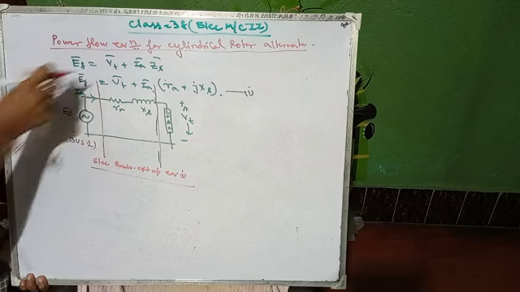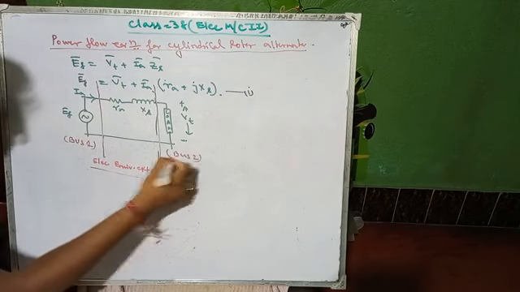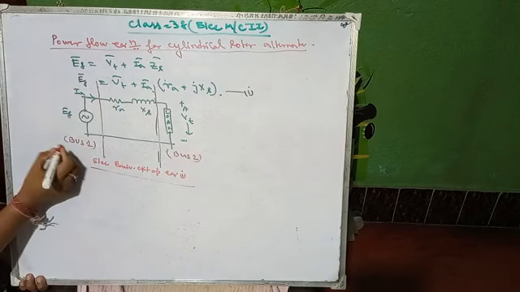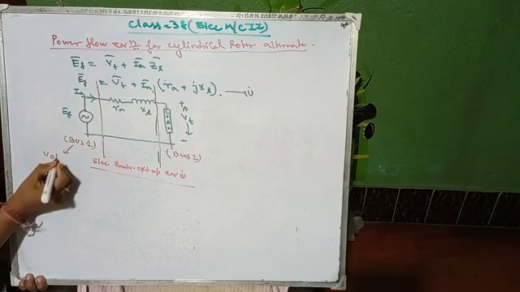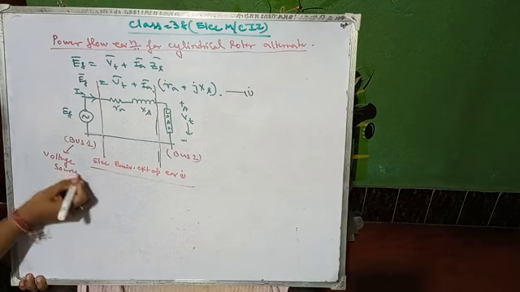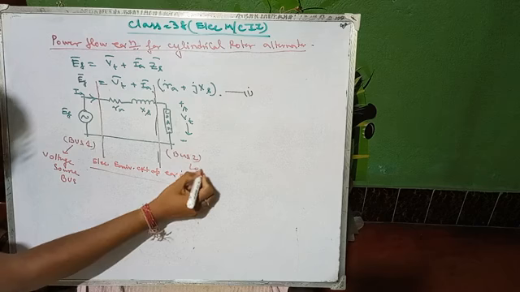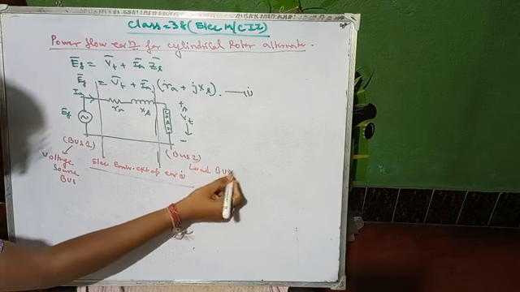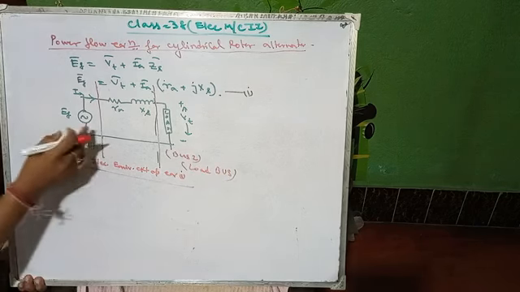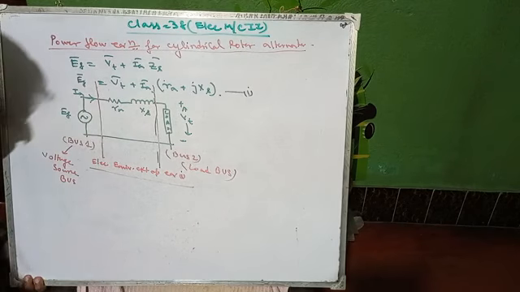Suppose I take this section as bus number 1, the first bus, and this as bus number 2. The first bus is called the voltage source bus, and bus number 2 is called the load bus. Between bus 1 and bus 2 there are the transmission line or equivalent circuit parameters.